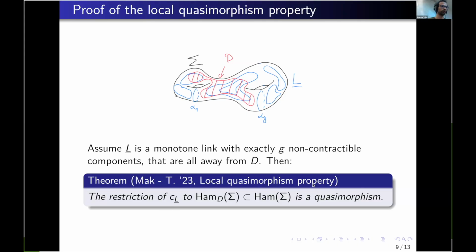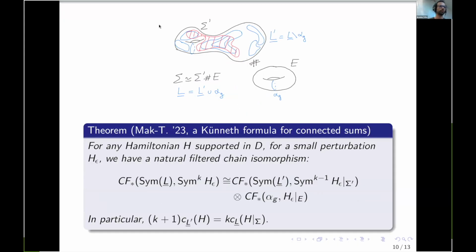So to show this, we decompose the surface Sigma as a connected sum of a surface Sigma prime with a torus containing this component alpha_g. And we will define L prime as L from which we removed alpha_g. So now it's a link in this smaller genus surface Sigma prime. And it has k minus 1 components.